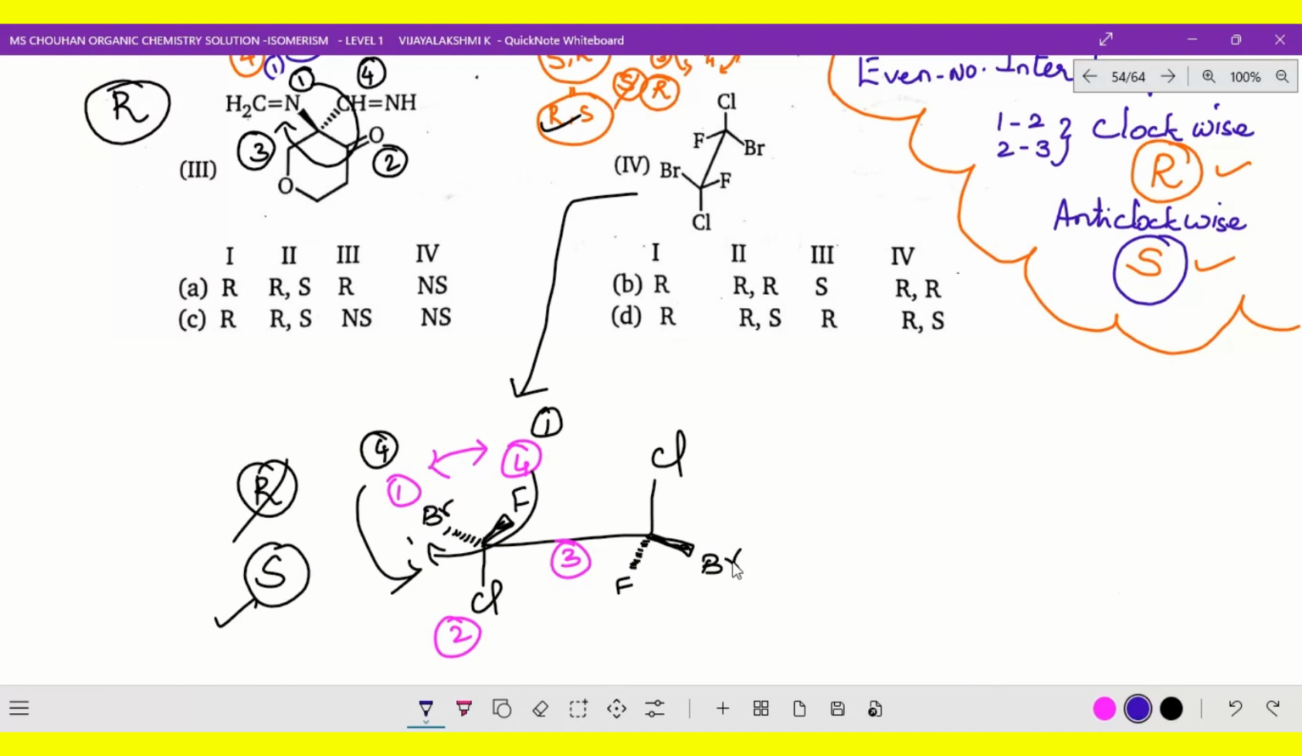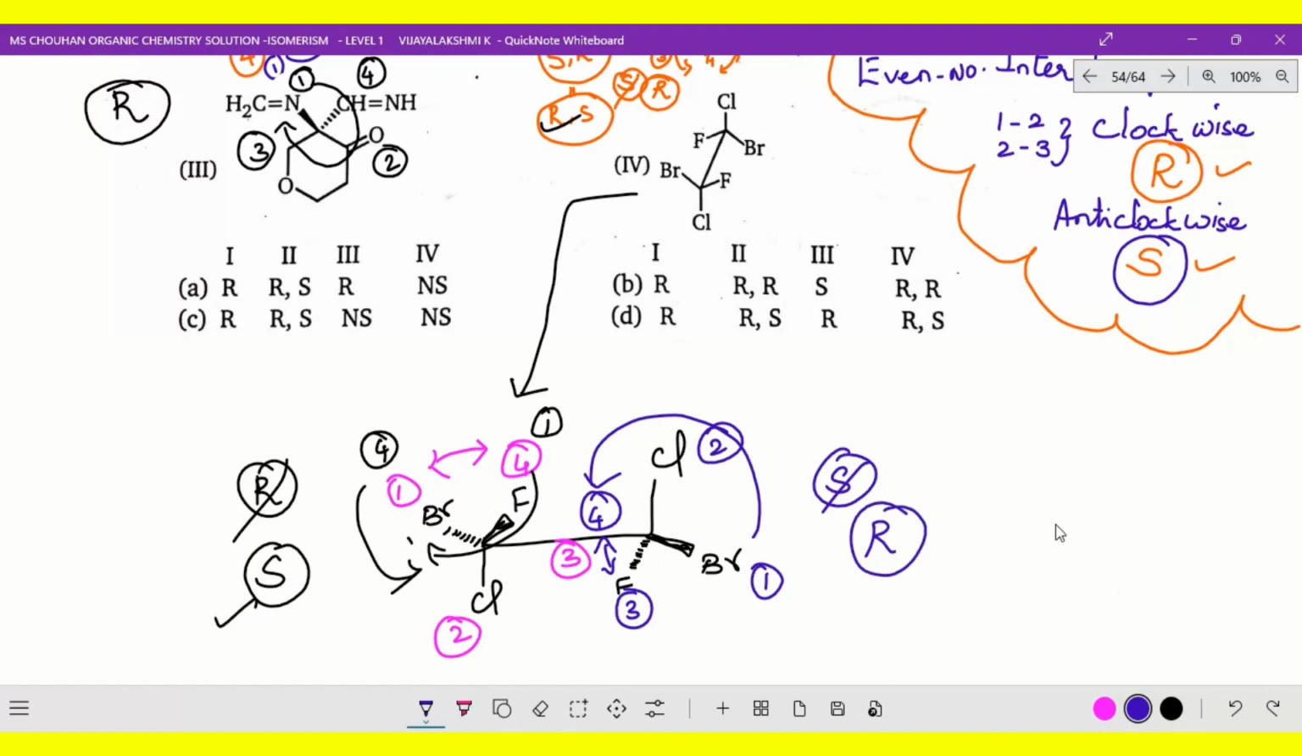So here 1, atomic number higher. So 1, 2, and this is 3, and here it is 4. Dash position only fourth priority. But here fluorine has come, so interchange here also will be taking place. So this is actually anti-clockwise. So anti-clockwise means S, due to the interchange. So now here it is S and R. So here also S and R, so we are taking R and S.